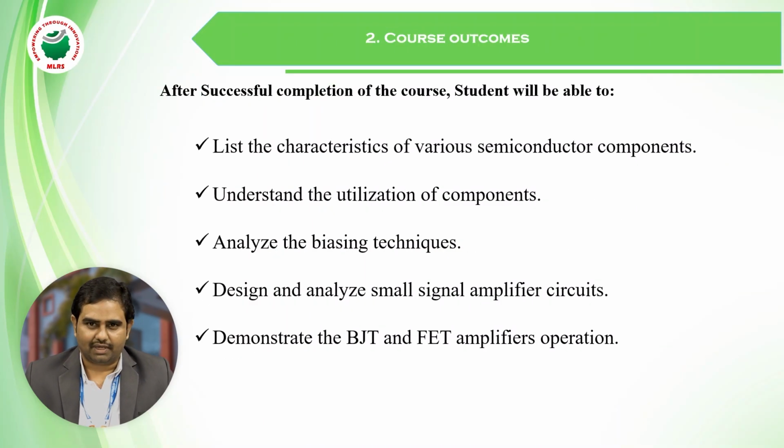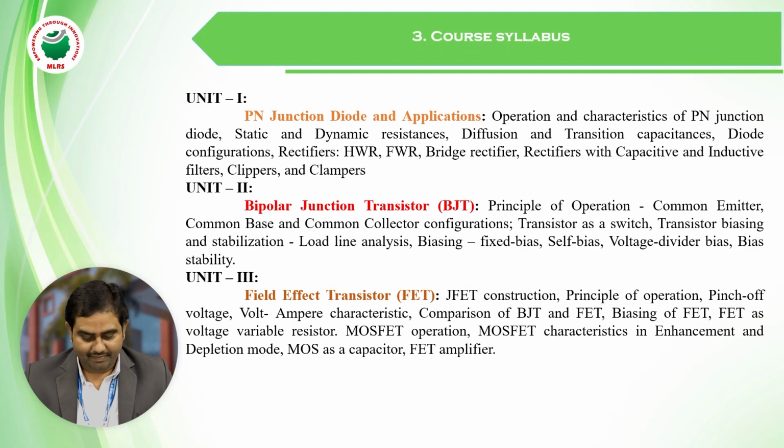What will be the course outcomes from this subject? After learning this subject, student will be able to list the characteristics of various semiconductor components, understanding the utilization of components, analyzing the bias techniques, design and analyze small signal amplifier circuits, and demonstrate the BJT amplifiers operation. So these are the concepts student will be able to learn after completion of this course.